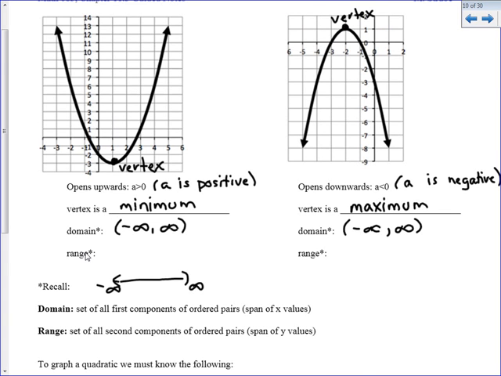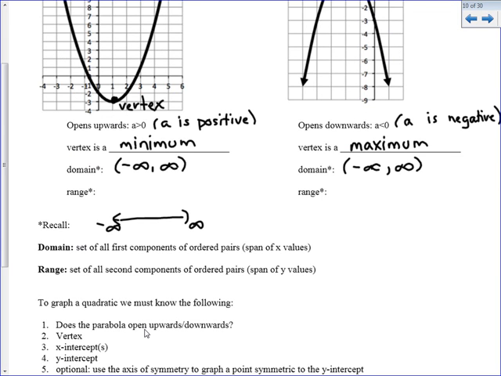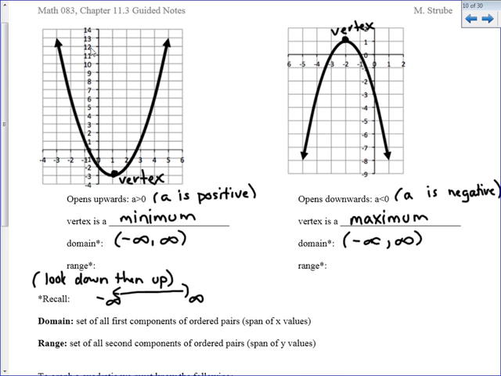The range is my y values. And the way you should think about finding your range is, let's say, look down, then up. So for the range, we want to look down and find the smallest y value on the graph, and then we want to look up and find the largest y value on the graph. So if I'm looking at this first graph, I want to look down until I find the bottom. Well, we know the bottom is at the vertex. It's the minimum point on our graph.